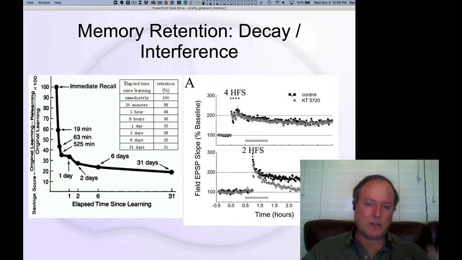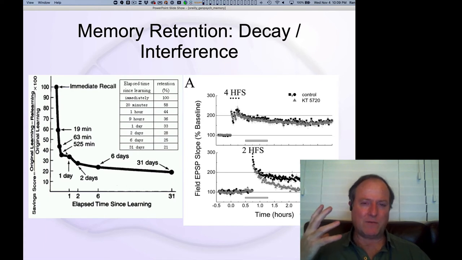But especially once you get past the day, and as we talked about in the sleep chapter, a lot of memory consolidation and formation of proteins and locking in of those synaptic changes takes place overnight, after that point most of the further reduction in memory is likely due to interference effects and not decay.